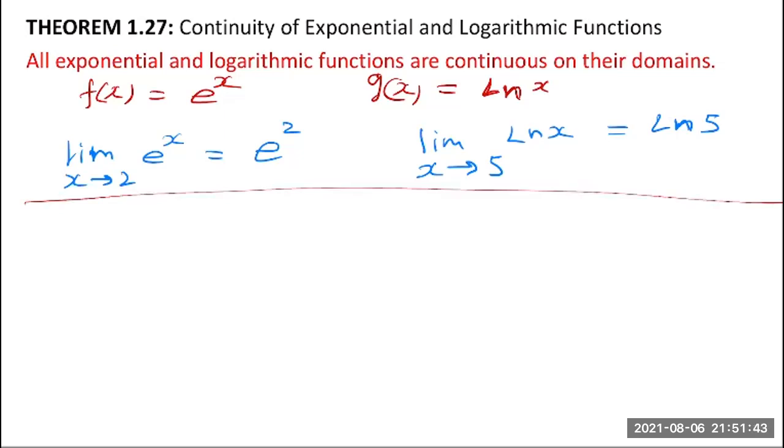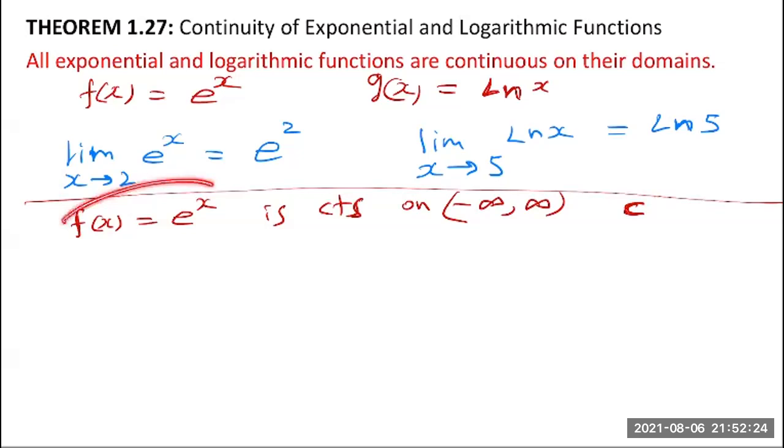So let's prove that f of x equal to e to the power x is continuous. For that, first of all, this is what I'm going to show: f of x equal to e to the power x is continuous on minus infinity to plus infinity. To show that it's continuous from minus infinity to plus infinity, I'm going to pick a point in this interval, minus infinity comma plus infinity. Let's say that point is c, an arbitrary point.